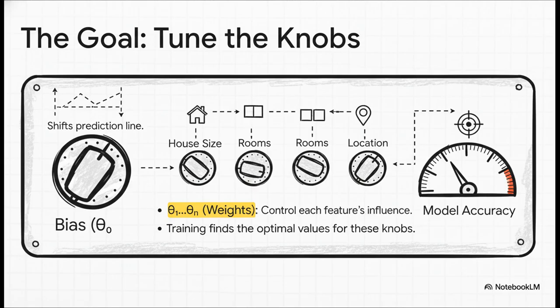Theta 0 is what we call the bias. It basically just shifts our whole prediction line up or down. And all the other thetas are the weights. They control exactly how much influence each feature, like size or number of rooms, has on the final prediction. Training is just the fancy word for the process of finding the optimal values for all these knobs.